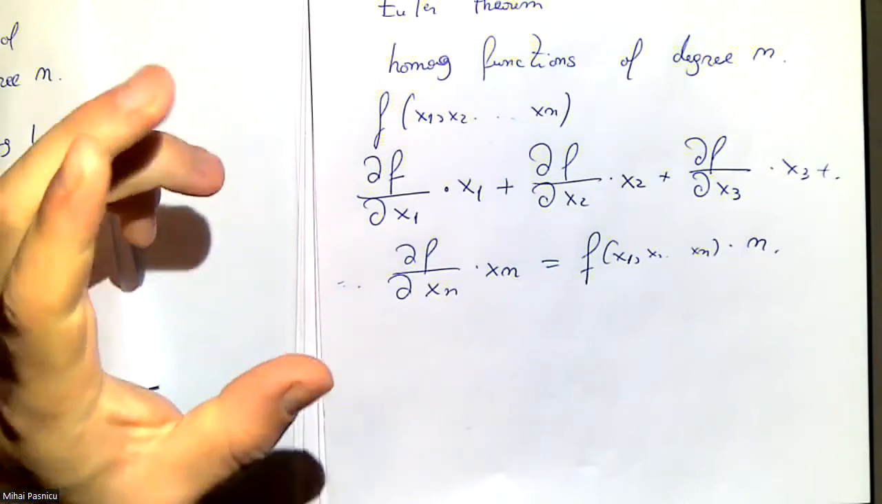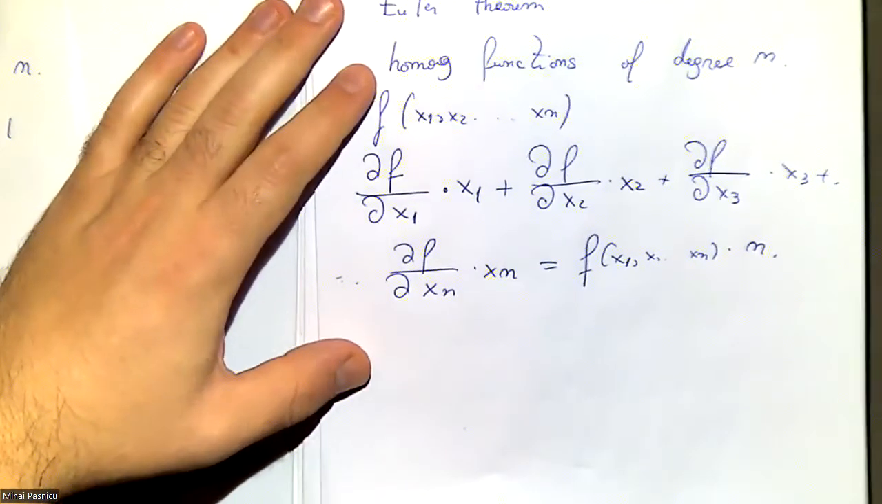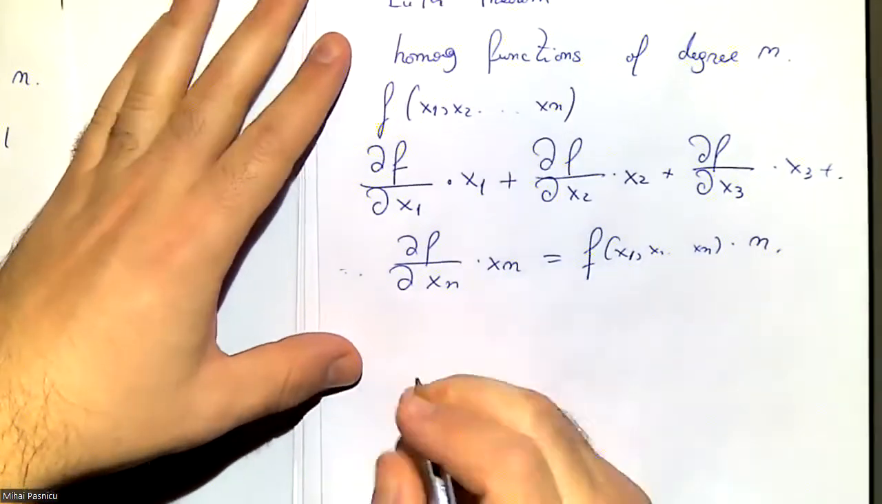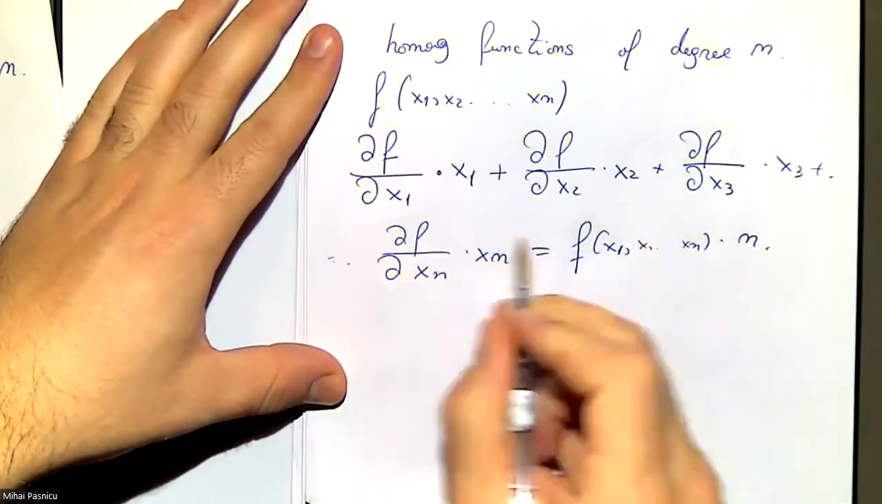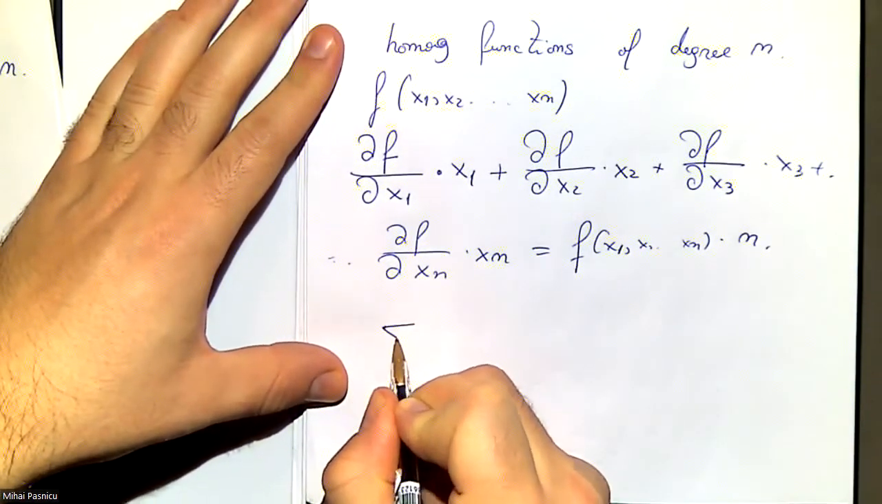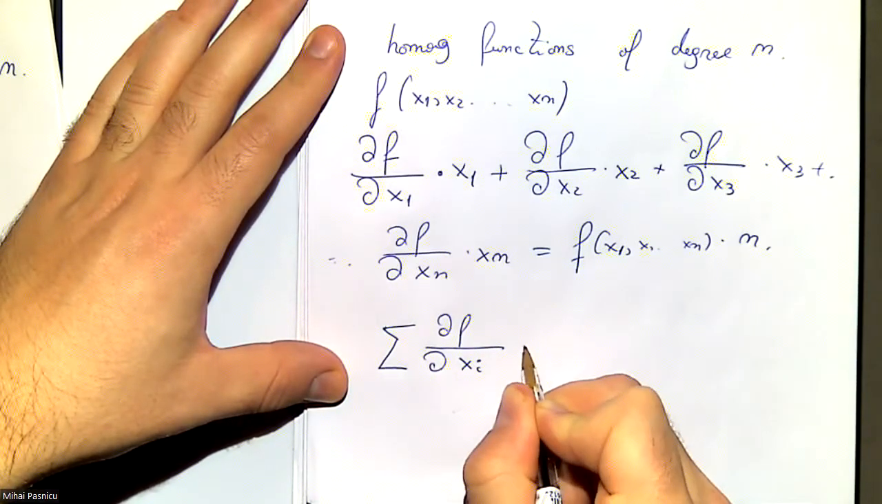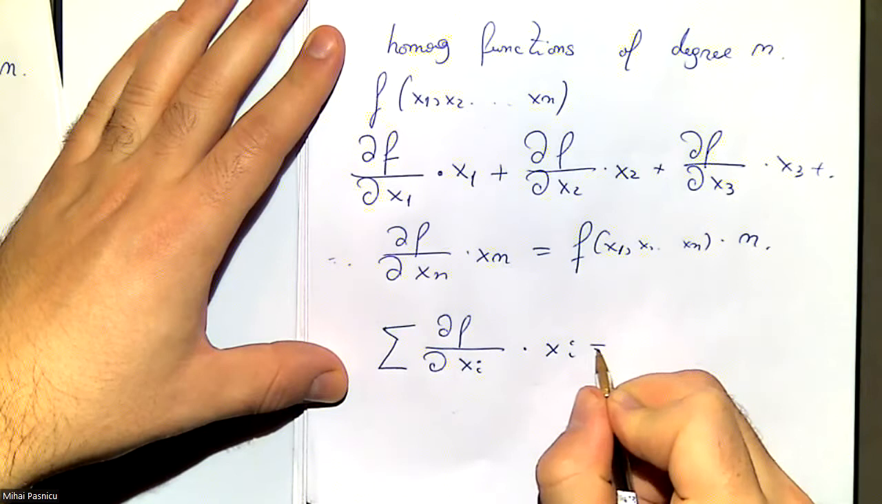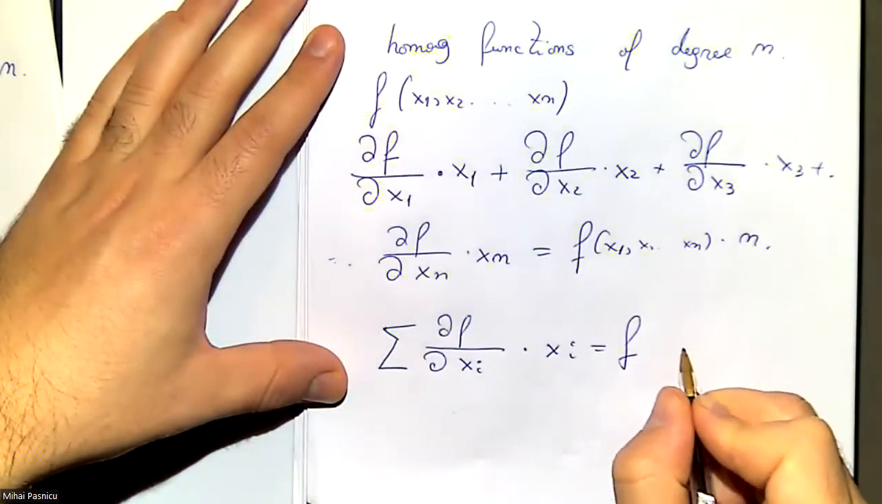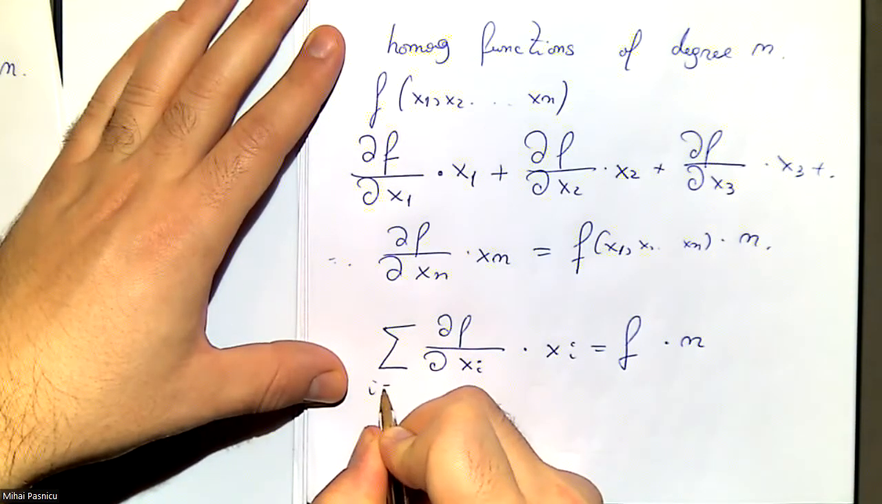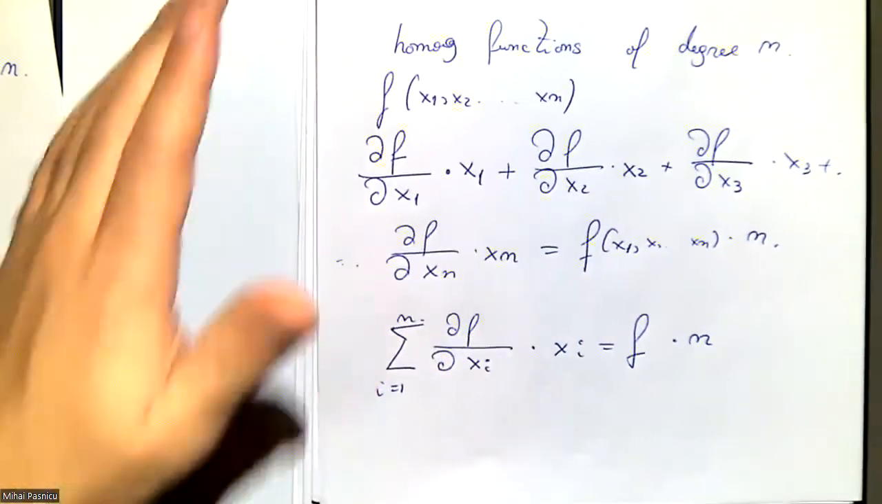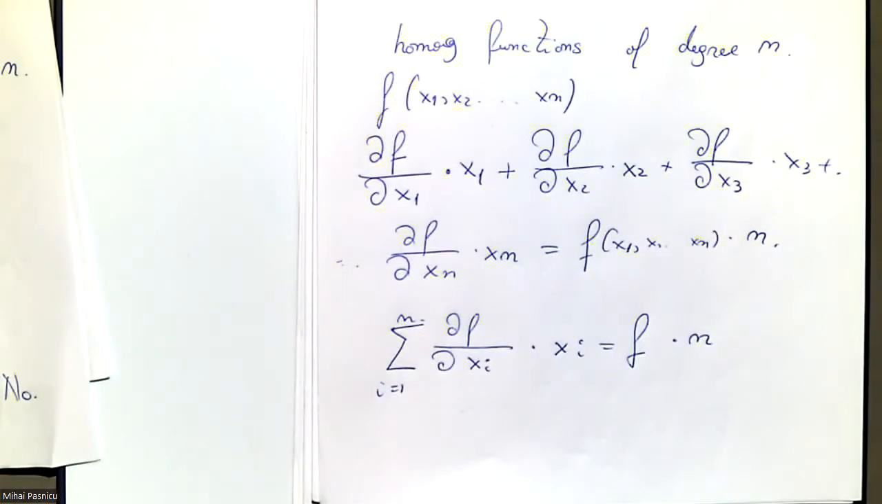Now, for the sake of not writing 20 pages, I'm just going to use the sum notation. I hope everyone is comfortable with that. Otherwise, just let me know. So this whole thing can be written as the sum of the derivative of f with respect to xi times xi equals f times n. Okay, I just rewrote everything in shorthand.